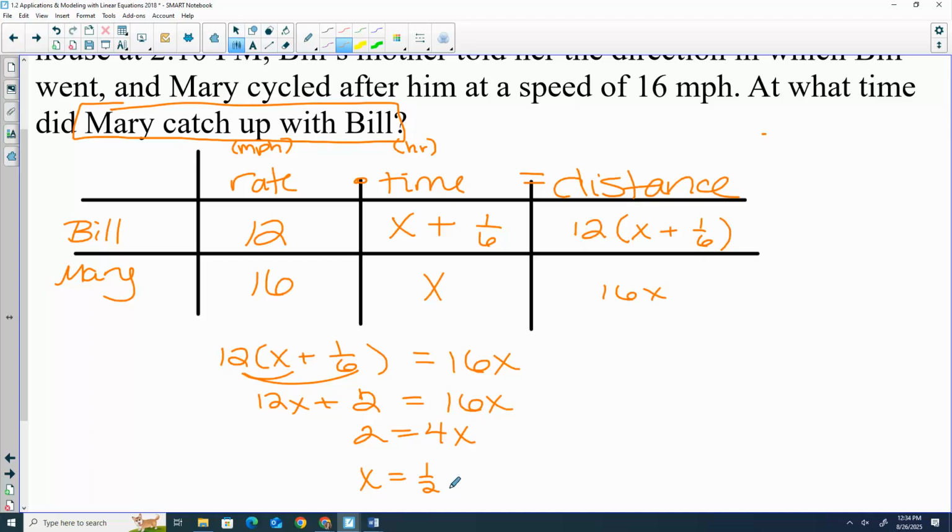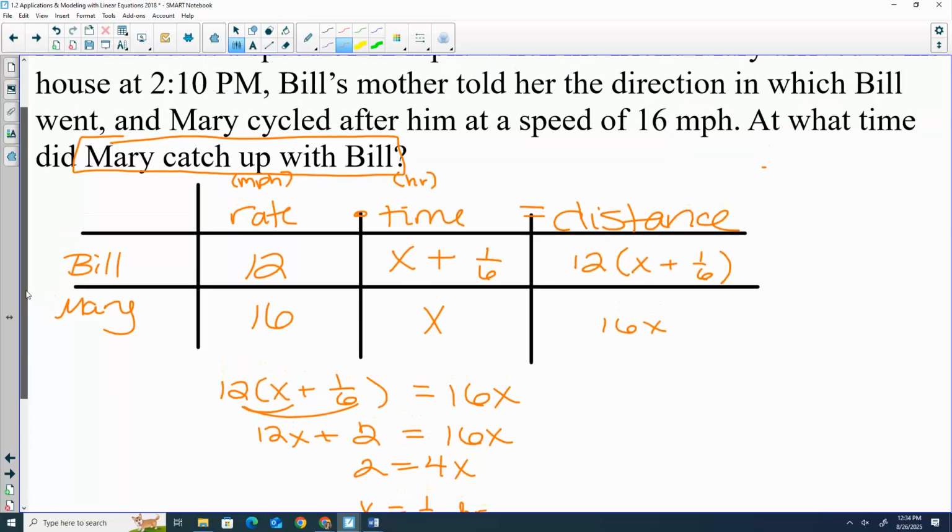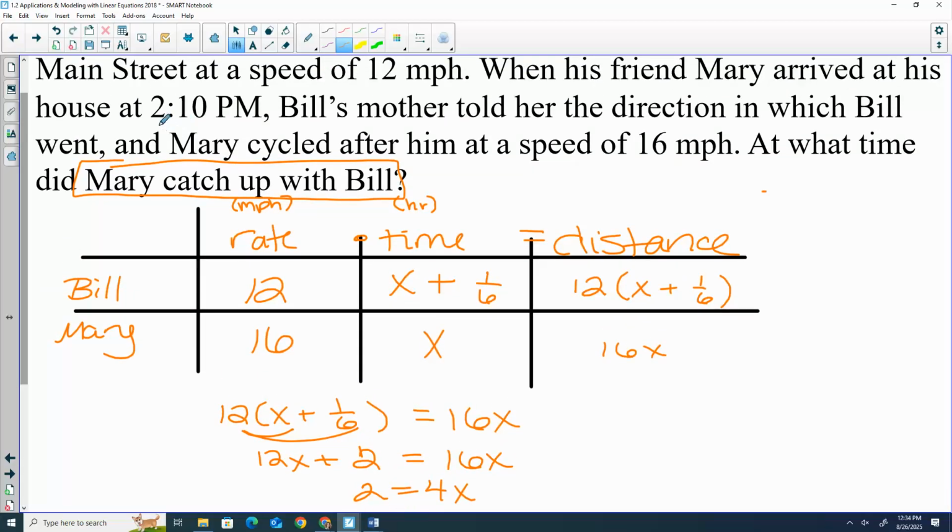Okay. The question wants to know the time. So x is in hours, right? This means it's been half an hour. x is how long Mary has been riding. So Mary's been riding half an hour, or 30 minutes. If she left at 2:10 and rode for 30 minutes, what time is it now? Okay.